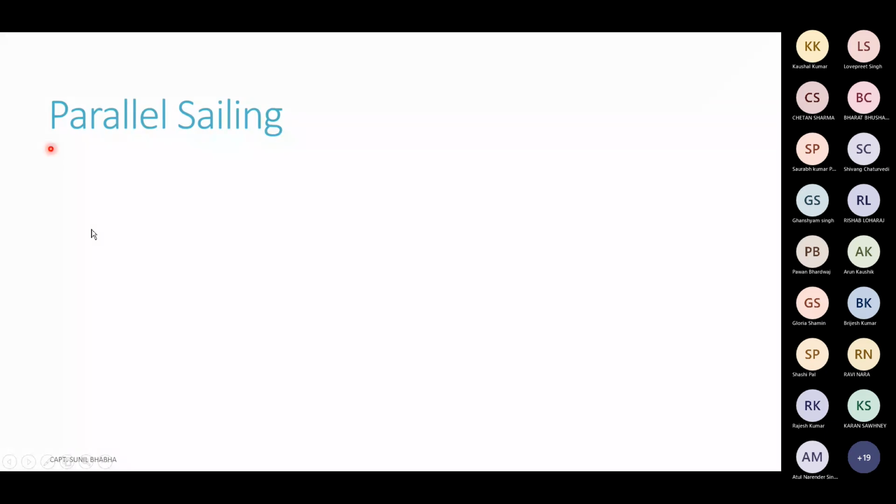Now, coming back to the parallel sailing, as you can see clear from its name, we are traveling parallel to something. What is that something? We are moving along the parallel of a latitude, or we are moving parallel to the equator. So whenever the ship is moving parallel to the equator or moving on a parallel of latitude, this form of sailing is known as parallel sailing.